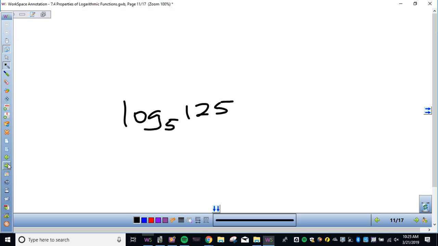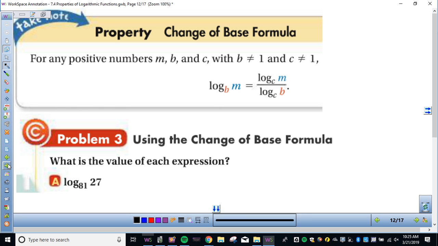All right. So, new formula to write down. I don't like how the book writes it. Okay, so I'm going to write it. Don't write it like this.